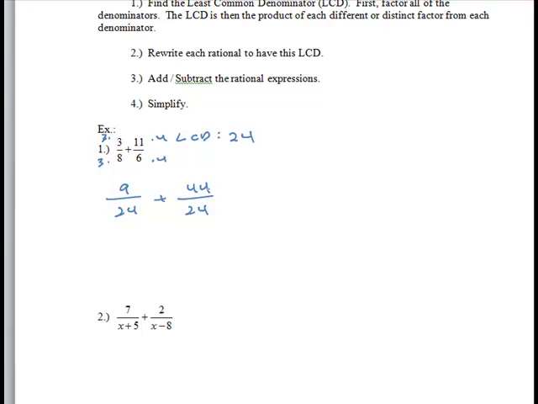Now it's just like a problem that we already discussed. Denominators are the same, so we combine the numerators. And then, of course, see if you can simplify or reduce that fraction.